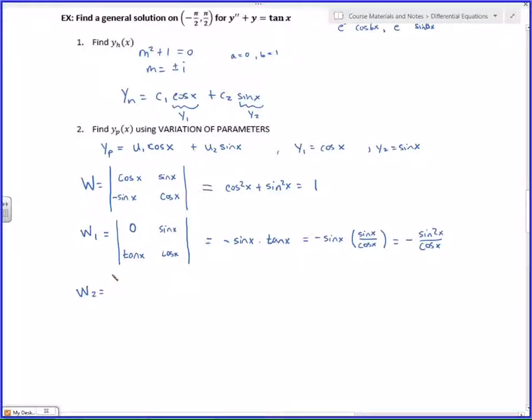W2. Now cosine of x, negative sine x, 0, tangent of x. Forward diagonal minus back diagonal gives me cosine of x times tangent of x, which does simplify nicely because the cosines cancel, and that's just sine x.